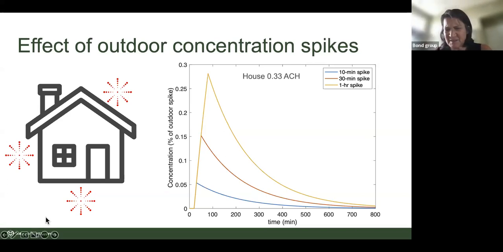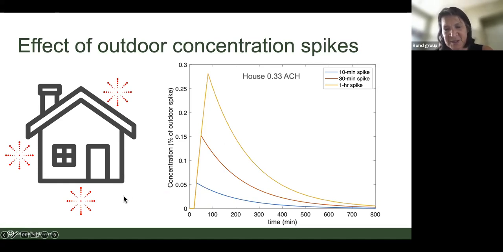So is that clear? And is it clear why the 3 curves differ? The house was just intaking polluted air for longer. And the units on here is just the percentage of the outdoor concentration. And so it never gets up to the full outdoor concentration because it doesn't have time to fully replace the house's air with the polluted air. So this is a house at 1/3 air changes per hour, 0.33.